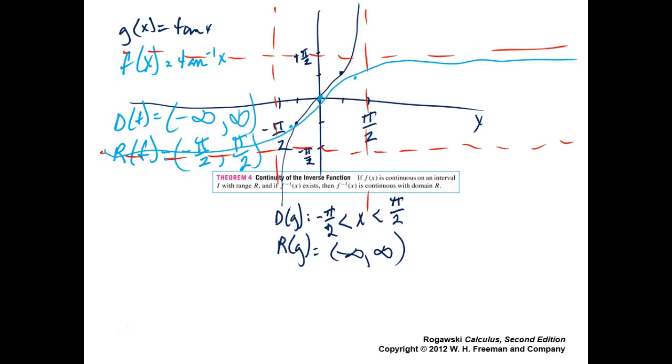But this one approaches there, this one approaches there. So they do diverge after a while, but that's what the inverse tangent function looks like. Domain, all real numbers. Range has to be between minus pi halves and pi halves.